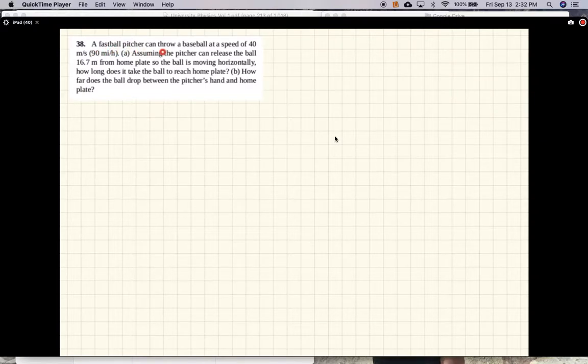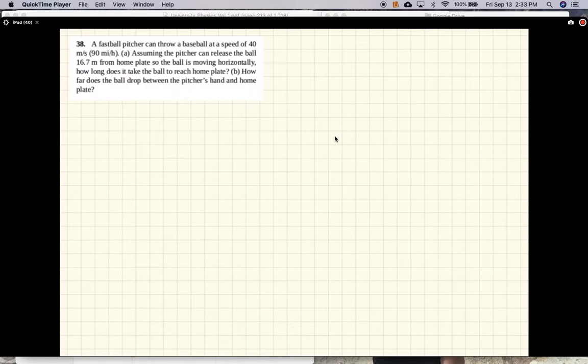So in this problem, a fastball pitcher can throw a baseball at a speed of 40 meters per second, which is 90 miles per hour. Assuming the pitcher can release the ball 16.7 meters from home plate, so the ball is moving horizontally. How long does it take the ball to reach home plate? How far does the ball drop between the pitcher's hand and home plate?